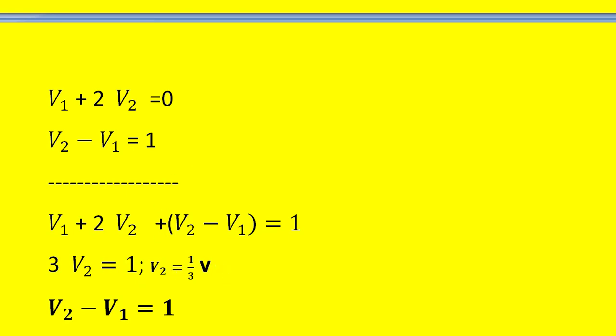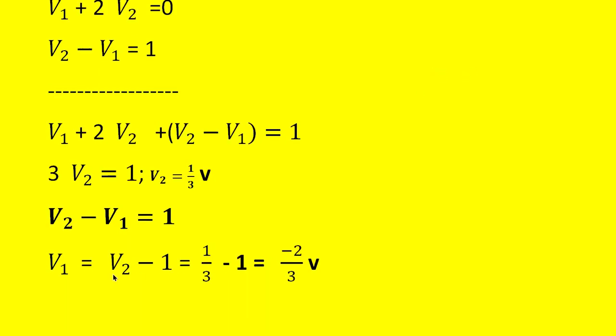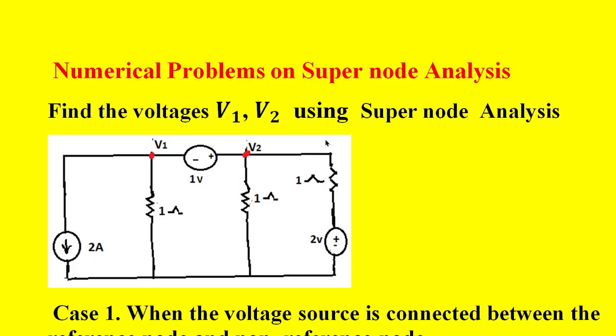So we know equation 1, that is V2 minus V1 is equal to 1. We substitute this V2 to get the V1 value. From this equation, we can write V1 is equal to V2 minus 1, that is V2, which we just calculated as 1/3 volts, minus 1. So we get minus 2 by 3 volts. So for this given problem, we have found V1 and V2 using the supernode analysis procedure.